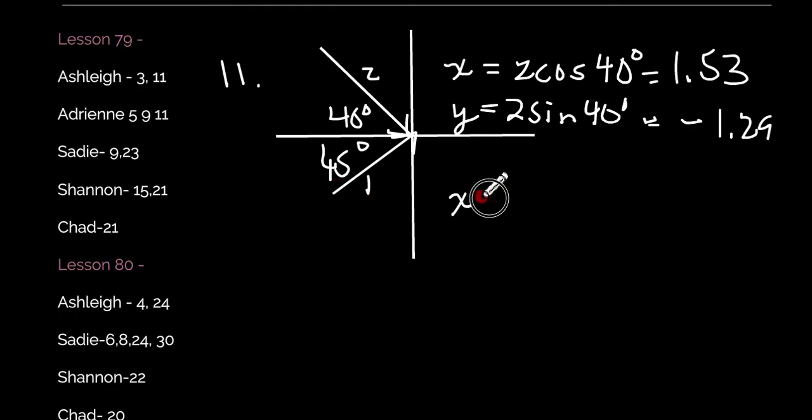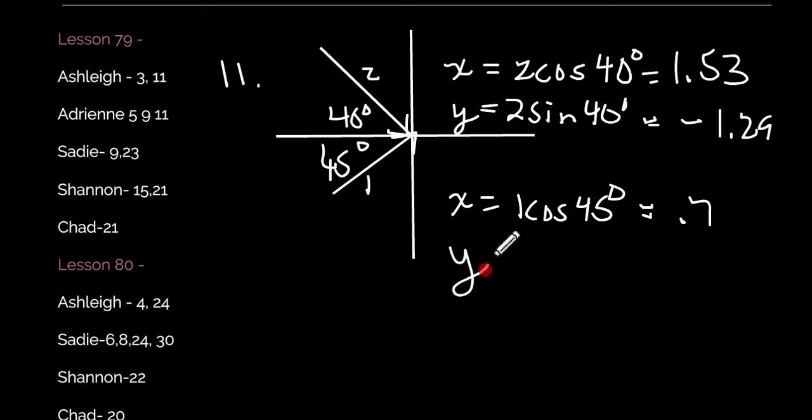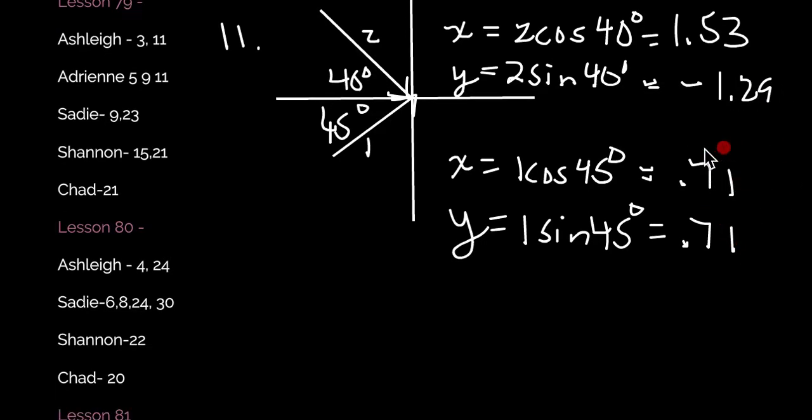Okay, let's do the second one. So we get x equals 1 cosine of 45. It's going in the positive x direction, so it's going to be positive. So it's going to be 0.7. And it's going in the positive y direction. It's going up. So we're going to get y equals 1 sine of 45, and the sine and cosine of 45 are both the same. It's 0.7, 0.71. Let's put the 1s there. Where did I put the 1? Okay, now you're going to add your x coordinates together.